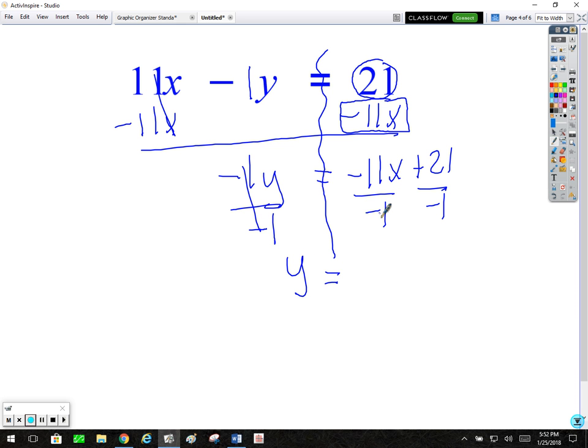Now, 11 divided by 1 is 11. Negative divided by negative is a positive. Okay, so it's 11x. Now, 21 divided by 1 is 21, but positive divided by negative is a negative. Okay, so here is my y-intercept, and here is my slope. Okay, when that's your rise, your run would be over 1. Okay, so it's just rearranging these equations to fit it so we can graph it.